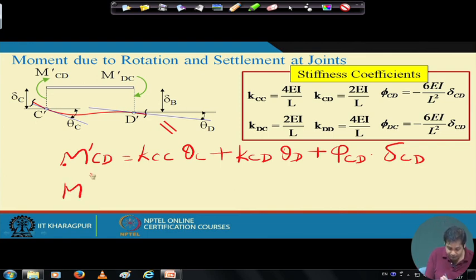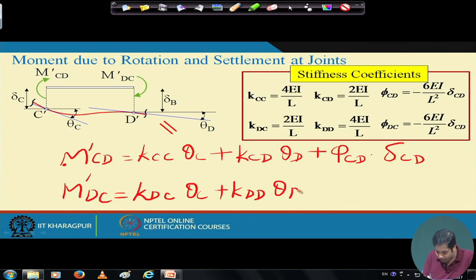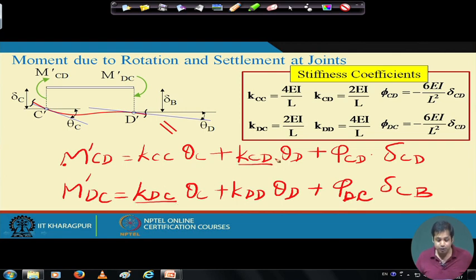Similarly, we can write M dash DC as the moment at D due to theta C, which becomes KDC into theta C, plus the moment due to theta D, which becomes KDD into theta D, plus phi DC into delta CD. This is the contribution from the settlement, and we also know that KDC and KCD should be the same, which is evident from this figure.